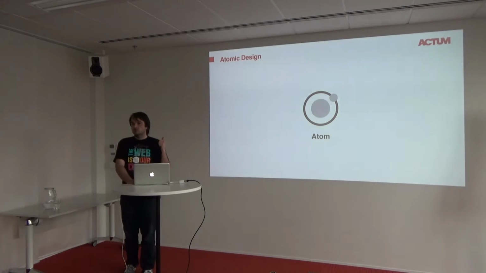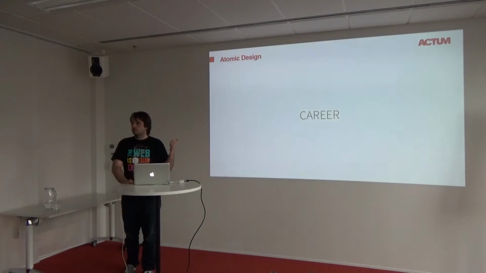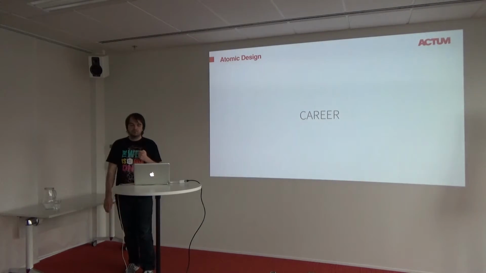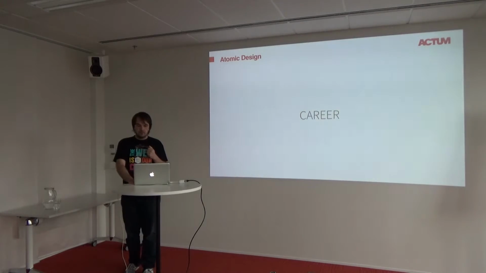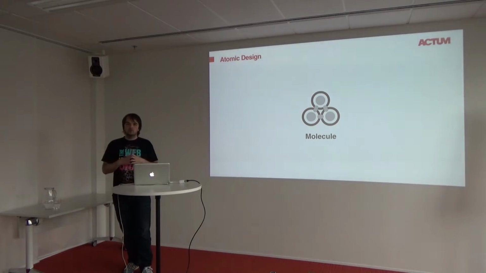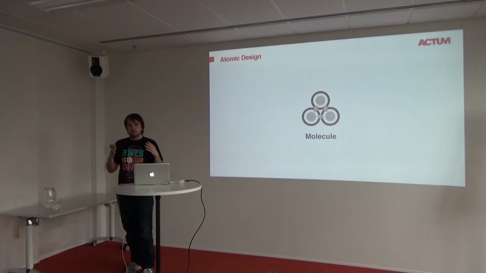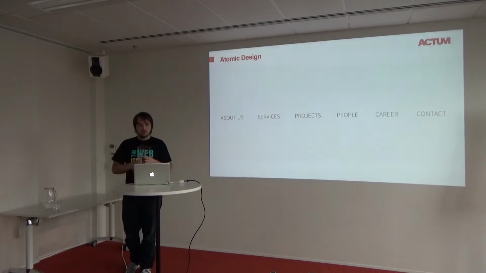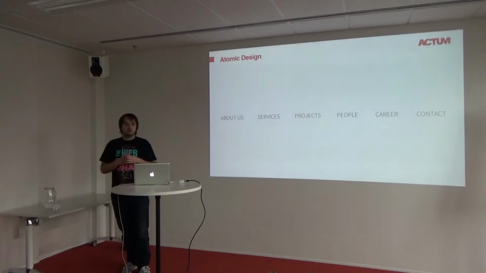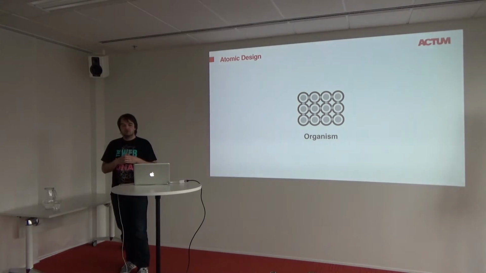So let's start with an atom, the simplest entity. This is an atom, it's from ACTUM Web, the navigation item. Most simple entity. Then we can compose atoms into molecules. So a molecule is a composition of atoms, and it is a simple component. For example, the navigation from ACTUM Web. You see, it's composed out of 6 atoms. If we go further, we then can compose our molecules into organisms.